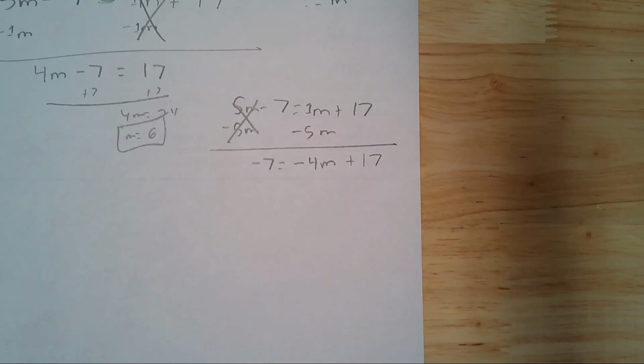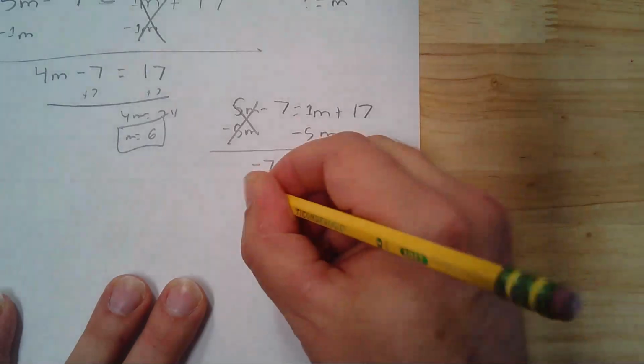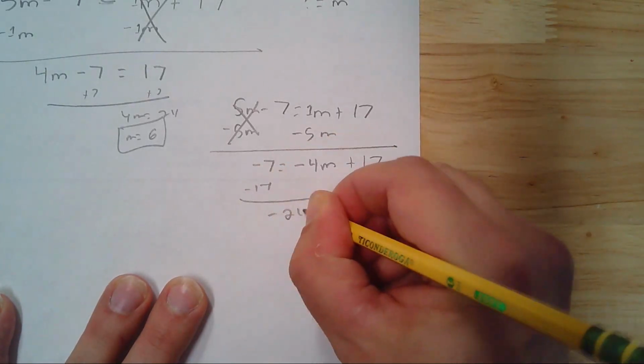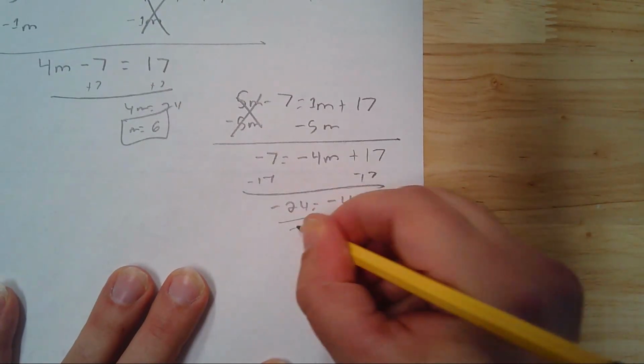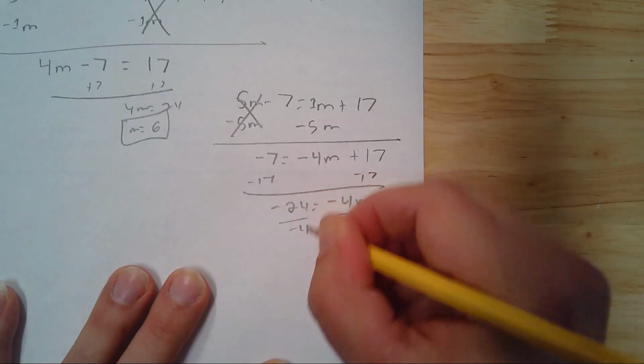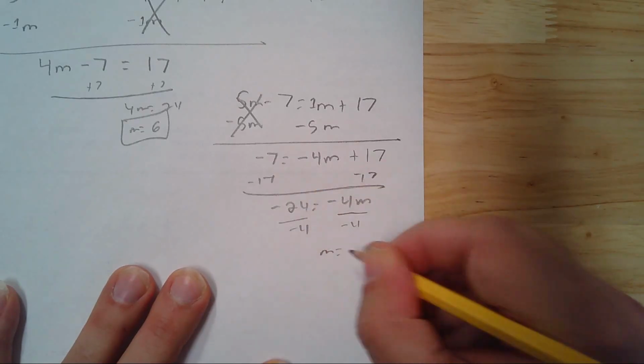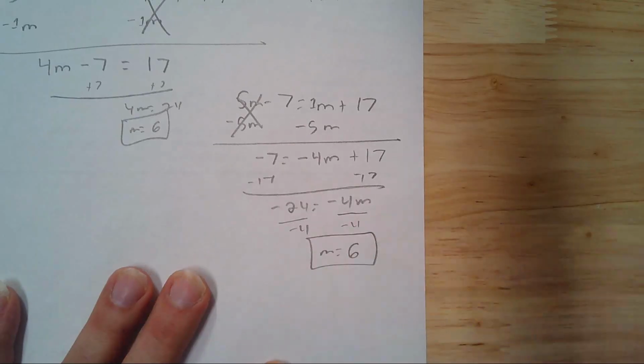Another two-step equation. So subtract the 17 from both sides. Negative 24 equals negative 4m. Divide both sides by negative 4. Negative 24 divided by negative 4 is positive 6.